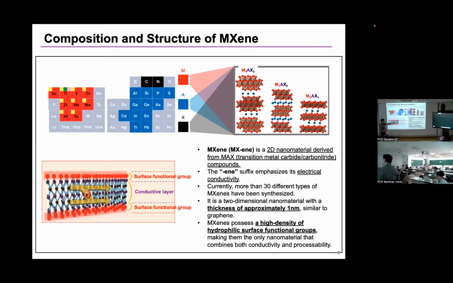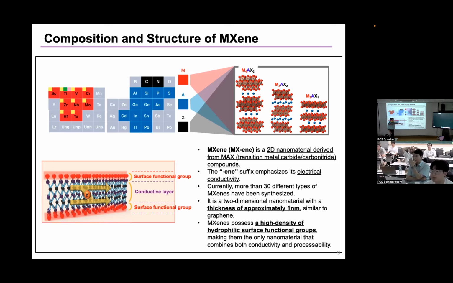Currently, more than 30 different types of MXene have been synthesized. So we simply think that there are many options to generate MXene structures. MXene is a two-dimensional nanomaterial with a thickness of about 1 nanometer. So it is a completely 2D structure, but artificially synthesized, not a naturally occurring 2D material. So we can get many options artificially to make a MXene structure.